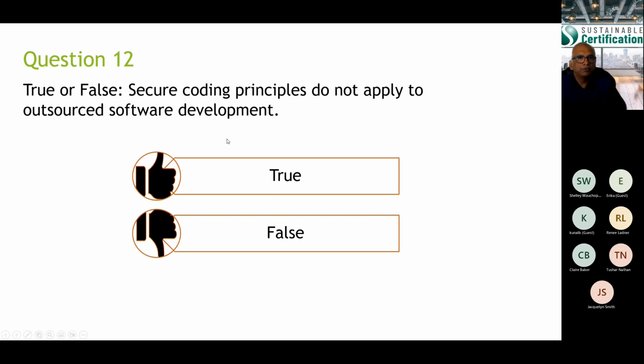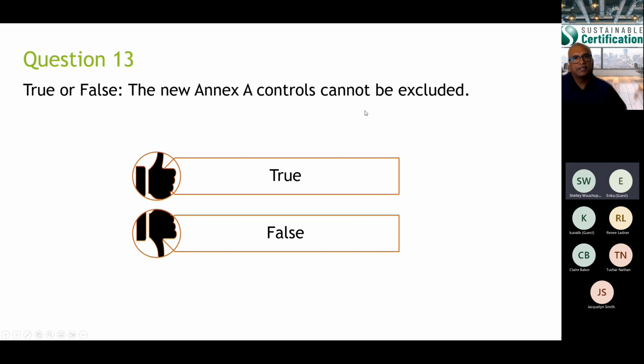You can consider so many different ways of web filtering, and proxy filter is definitely one of the options. So, secure coding principles do not apply to outsourced software development. False. Yes, 100%. It is for outsourced, for open source, for everything. You have to consider these secure coding principles. Okay, new Annex A control cannot be excluded. True. Really? This is tricky. See, it applies for all controls. You have to give the justification for exclusion.